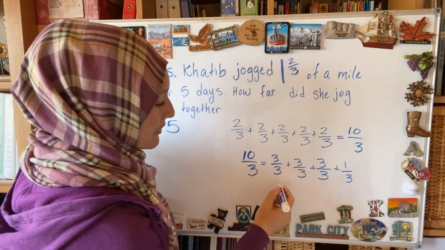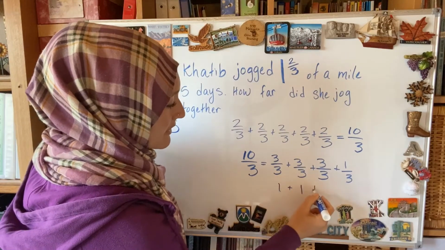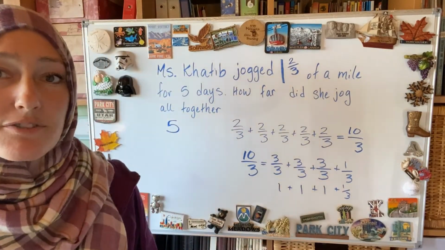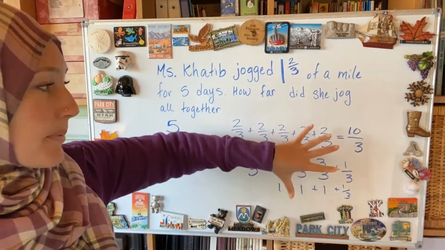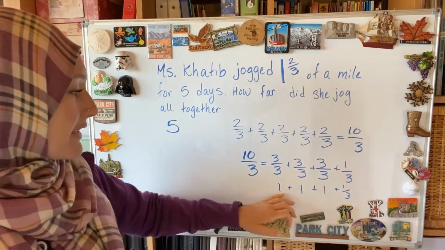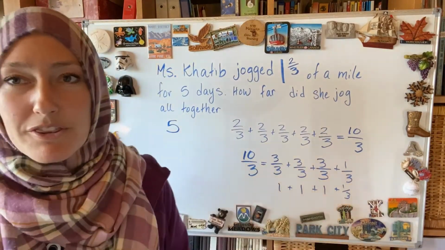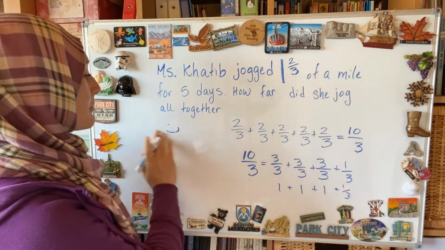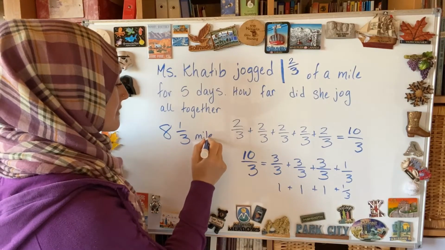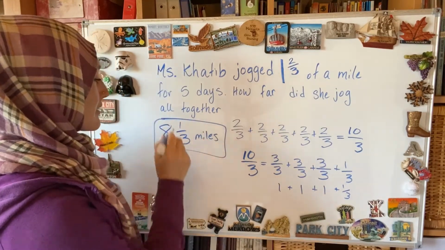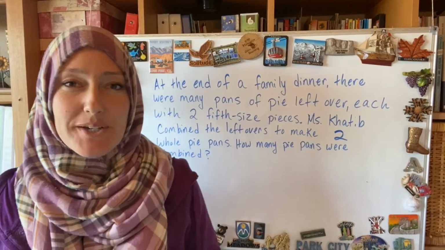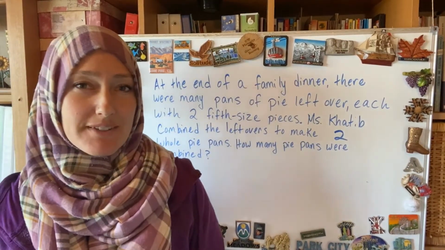So how many wholes are in here? There's 1 here, 1 here, 1 here, and my 1/3 that's left over. So if I add these parts to my whole amount that I had over here, what would I have? I would have 5, 6, 7, 8, and 1/3 mile. So my answer would be 8 and 1/3 miles altogether.